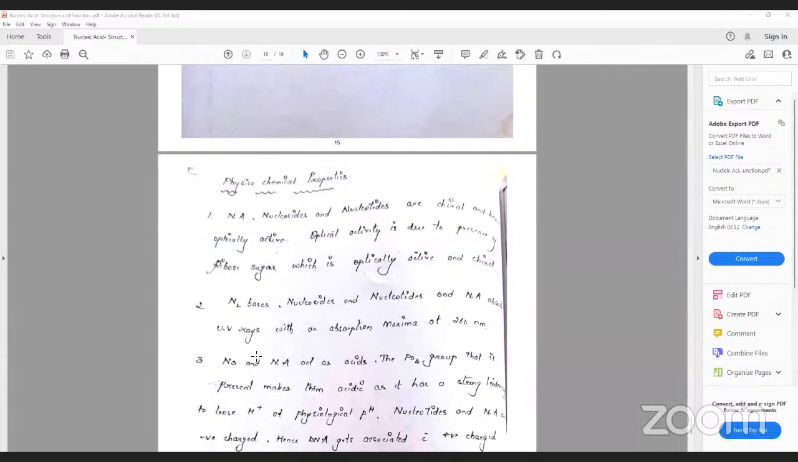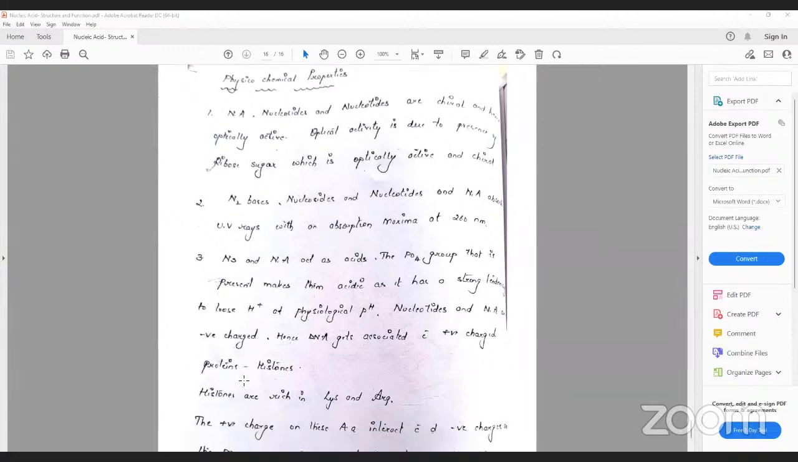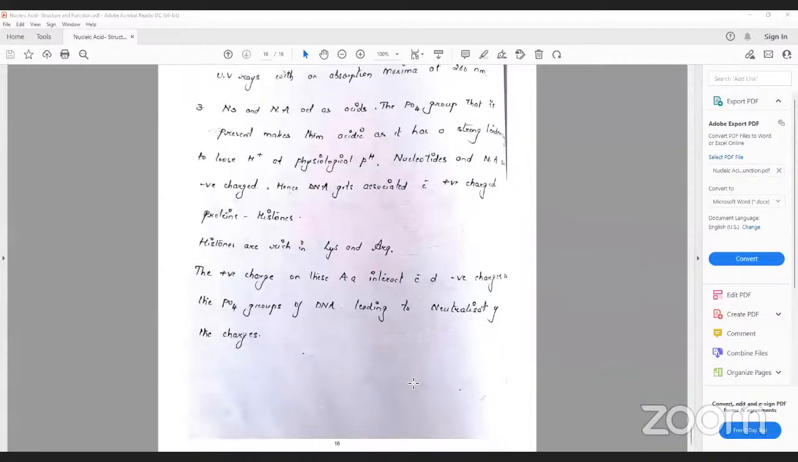And they have the tendency to lose protons at physiological pH, which is why I had told that ATP at physiological pH will have an overall negative charge, because they lose the protons very easily. So nucleotides and nucleic acids are negatively charged, and hence DNA gets associated with most of the histone proteins, which contain positively charged amino acids, which are lysine and arginine.